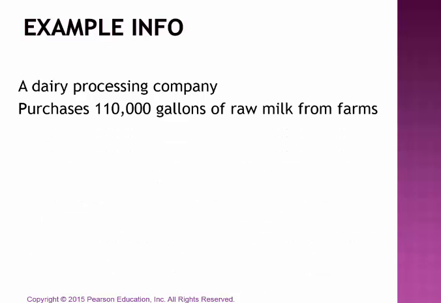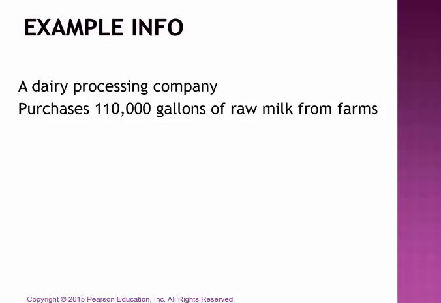Okay, again, we've got this example information that we're going to look at. Again, we've got a dairy processing company that buys raw milk from multiple dairy farms. In our example, they are going to purchase 110,000 gallons from these dairy farms, and they are going to process it into two distinct products. They are going to turn it into cream, and they are going to also process it into liquid skim.